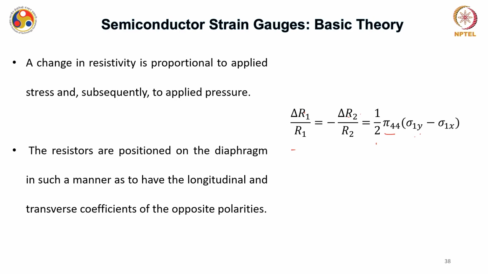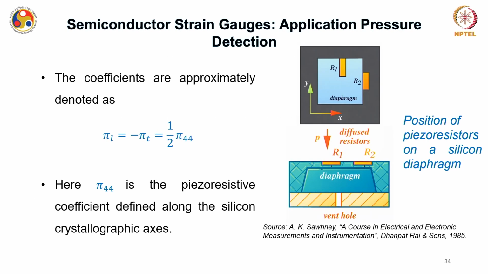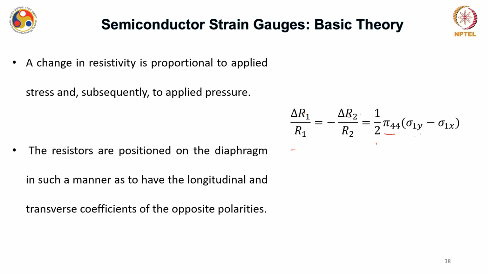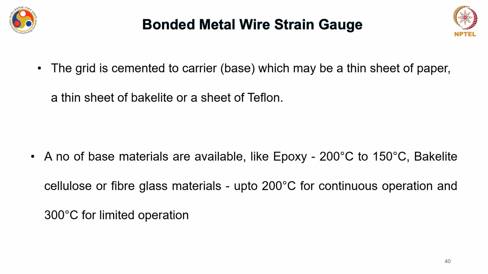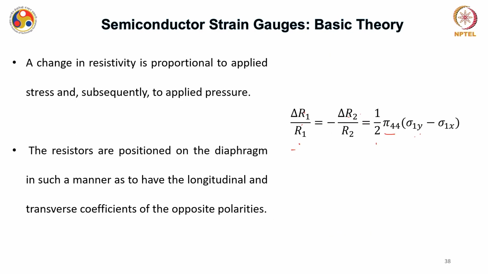Okay. The resistors are positioned on the diaphragm in such a manner as to have the longitudinal and transverse coefficients of opposite polarities, and that is why the placements of R1 and R2 are like this, okay, and that is why this equation is valid, delta R1 by R1 equal to minus delta R2 by R2, to take care of the longitudinal and the transverse strains, okay, or say stresses. So, that is how you can use semiconductor strain gauges to calculate the applied pressure, of course, in turn by first calculating the change in the resistance, okay.